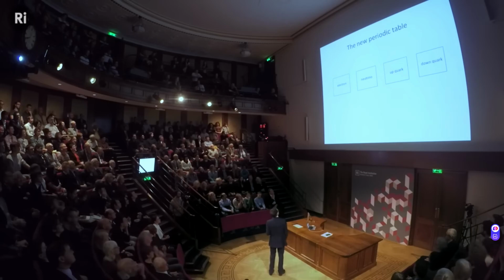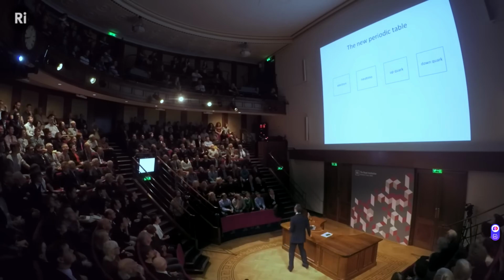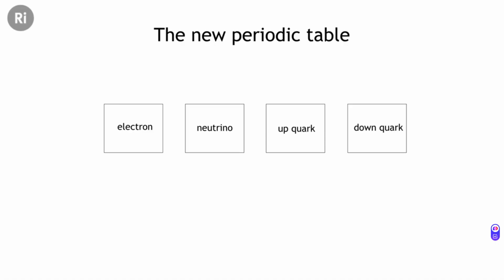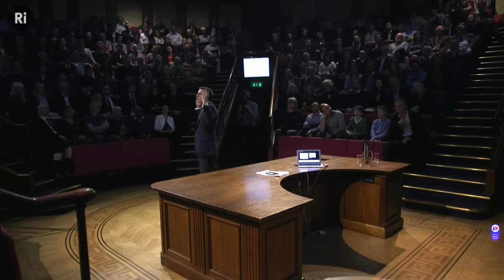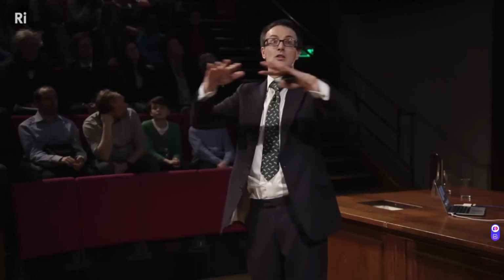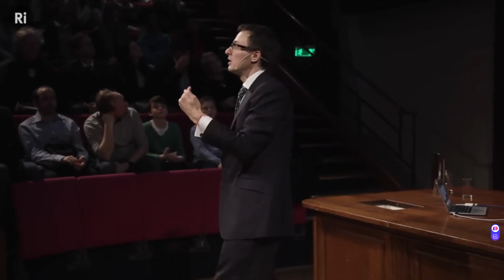So we started with the periodic table. This is the new periodic table. And it's much simpler. It's much less. There are the three particles that we're all made of. There's the electron and the two quarks, the up quark and the down quark. And as I've stressed, the particles aren't fundamental. What's really fundamental is the field that underlies them. And then it turns out there's a fourth particle that I've not discussed so far.